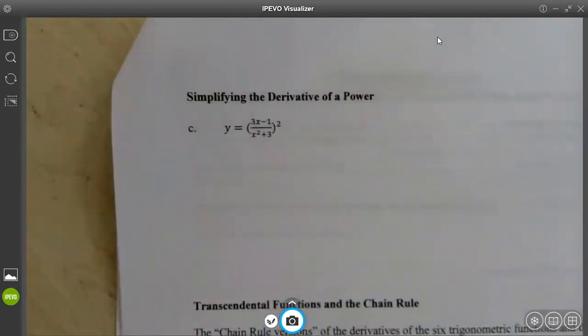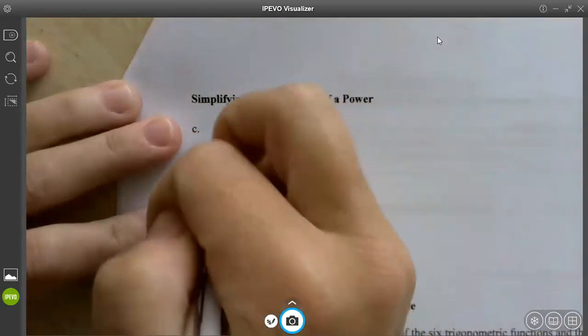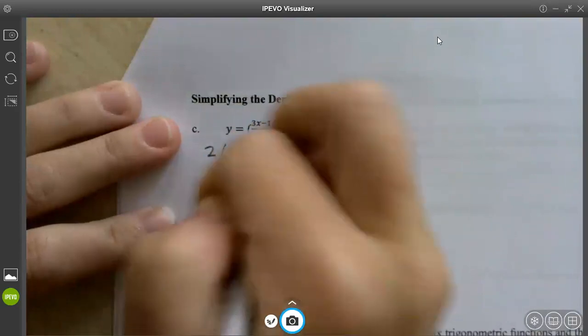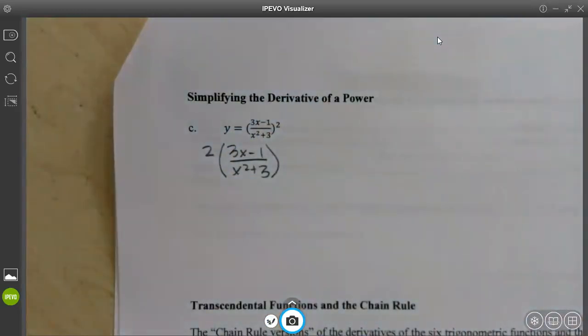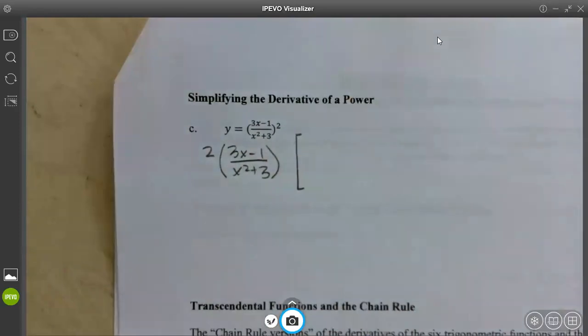All right. So on this one, I'm going to do the regular rule. So I have that 2 on the outside. So I'm going to bring that 2 down to the 1 less power and then do the quotient rule on the inside. So again, bring down your power. To the 1 less power would be 1.